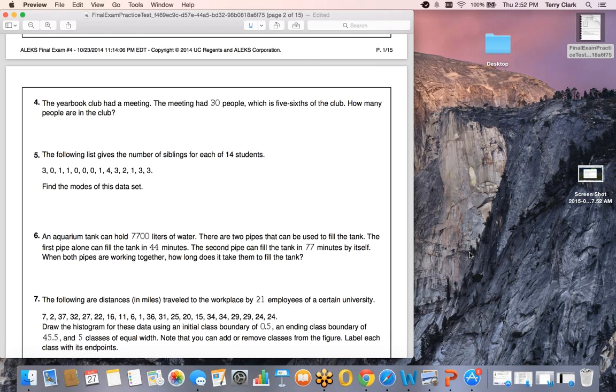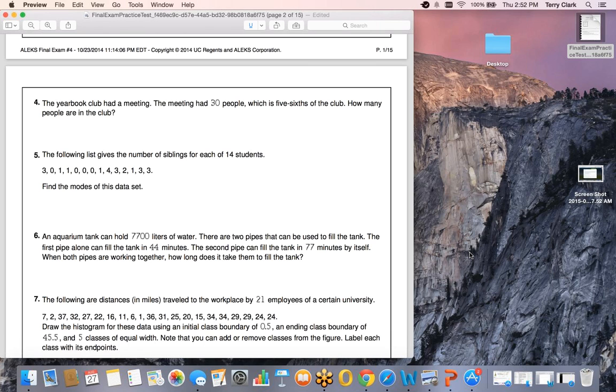So what I'm going to do is break the sentence down into just the meat and bones. 30 people is 5/6 of the club. Okay, so this is the bare bones of the sentence: 30 people is 5/6 of the club.